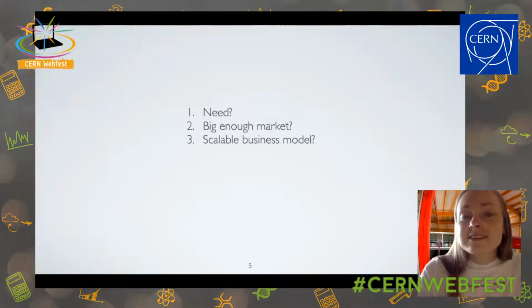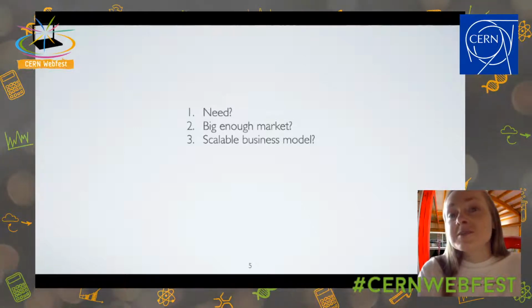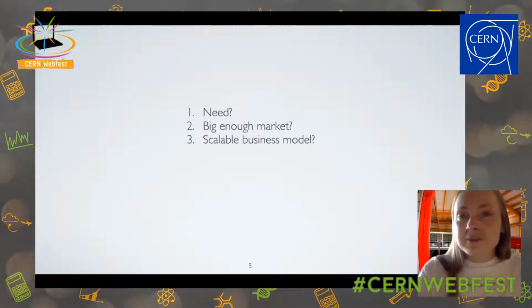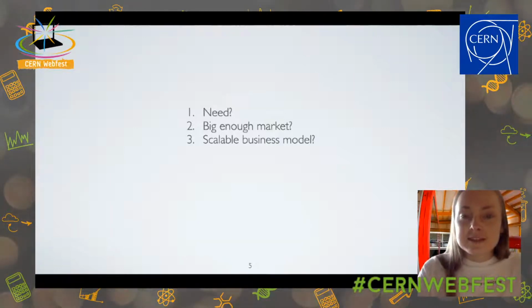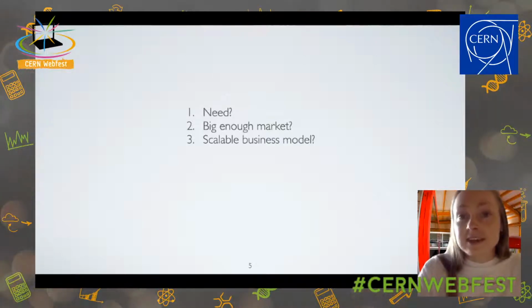Then, is there a scalable business model around your idea? Meaning that if you go from having 10 customers to 100 customers, would you then need to scale up your number of employees the same way? You don't have to, but it's nice for you to at least know and to evaluate in the beginning how feasible this idea is as a startup.